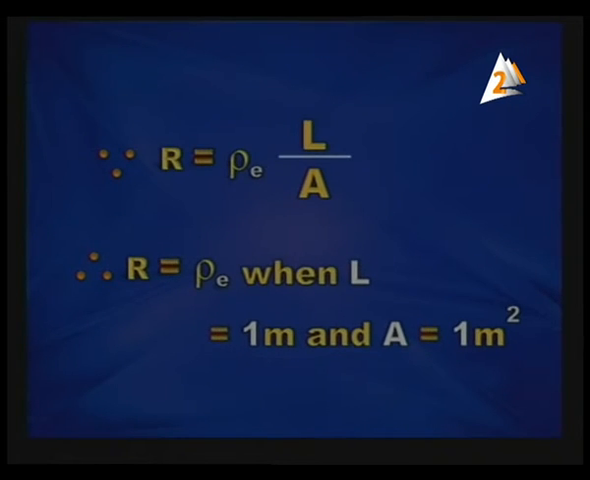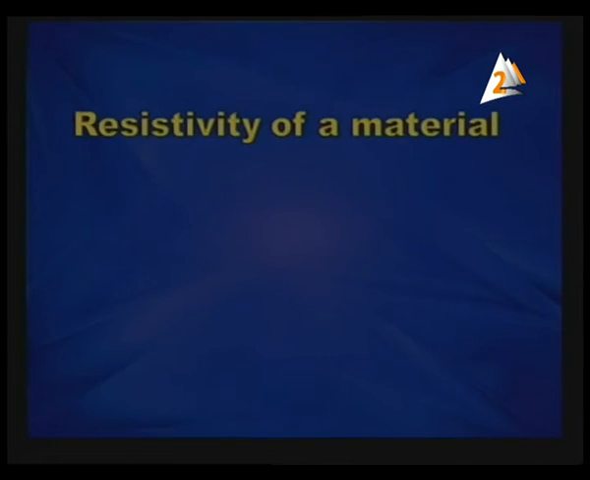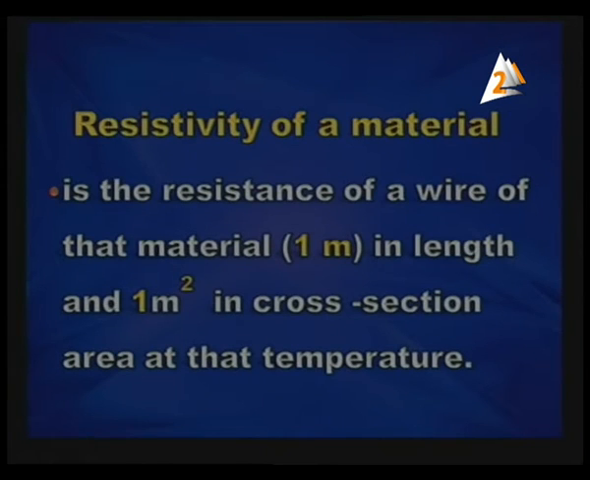What about resistivity? Since R is equal to rho L over A, we can say the resistance will be equal to resistivity when the length of the wire is 1 meter and the cross-sectional area is 1 meter squared. So resistivity is defined as the resistance of a wire of that material. The wire should be 1 meter in length and have a cross-sectional area of 1 meter squared at that temperature, okay?